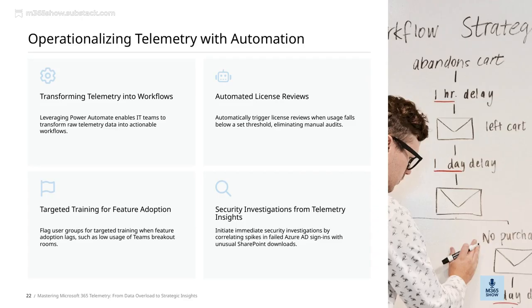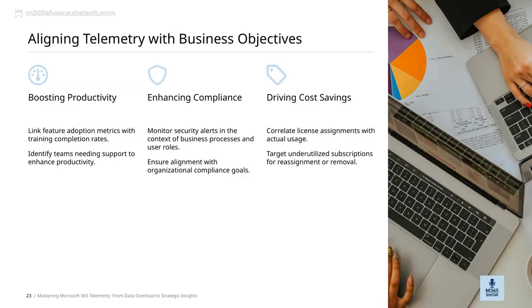Finally, by leveraging tools like Power Automate, IT teams can transform raw telemetry data into actionable workflows. This means automating routine responses and streamlining operations, turning data into strategic actions seamlessly. Overall, this approach helps us move from simply collecting data to actually using it to make smarter, faster decisions across our organization. Now, let's look at how we can align telemetry with our business objectives.